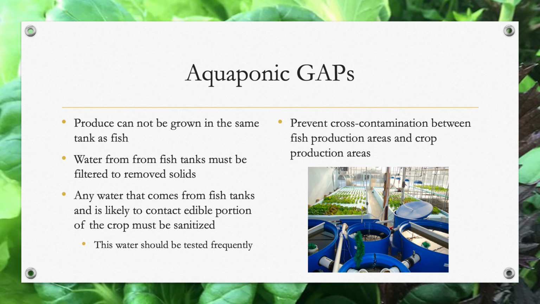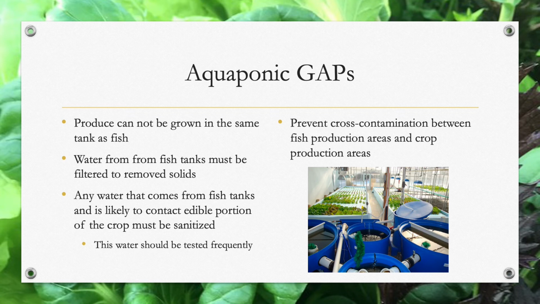Any water that comes from fish tanks and is likely to contact the edible portion of the crop must be sanitized. This is pretty rare in aquaponic situations. We're typically talking, the wastewater from the fish is going through a filter and then going into holding tanks where floats are placed on top and produce are grown, roots grow through the floats, that sort of thing. But if there's some sort of misting happening with aquaponic water, then that water needs to be sanitized and the water should be tested frequently.